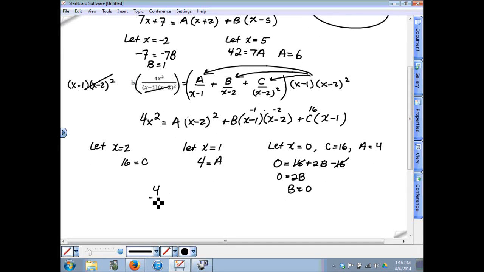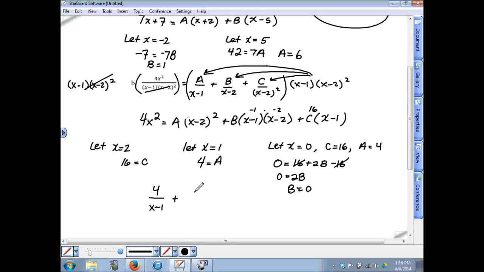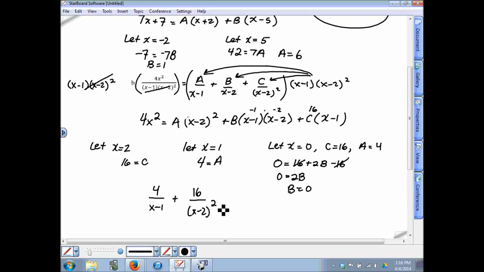We have 4 over x minus 1. Now, technically, since b is equal to 0, you could have a 0 over x minus 2, but 0 divided by anything is still 0, so you don't really need that middle piece. And then c is equal to 16, so it's 16 over x minus 2 squared.